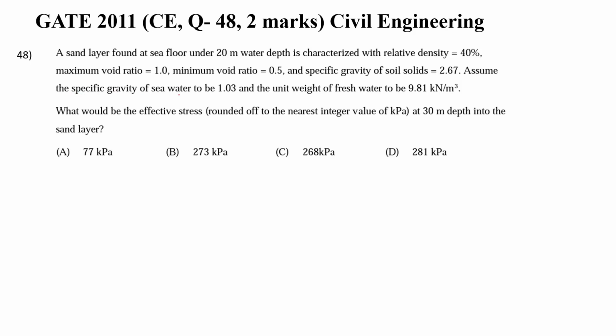Assume the specific gravity of seawater to be 1.03 and unit weight of fresh water to be 9.81 kilonewton per meter cube. What would be the effective stress rounded off to the nearest integer value of kPa? What would be the effective stress at 30-meter depth into the sand layer? So first let us note down the given data.